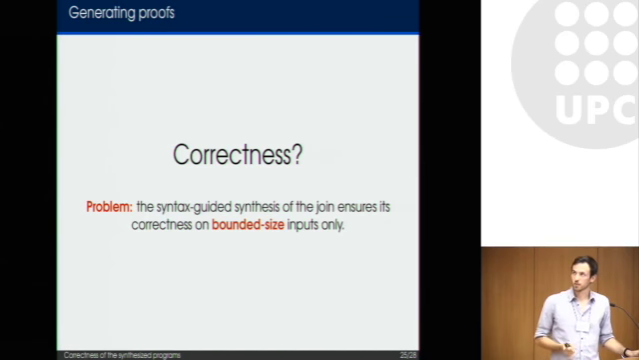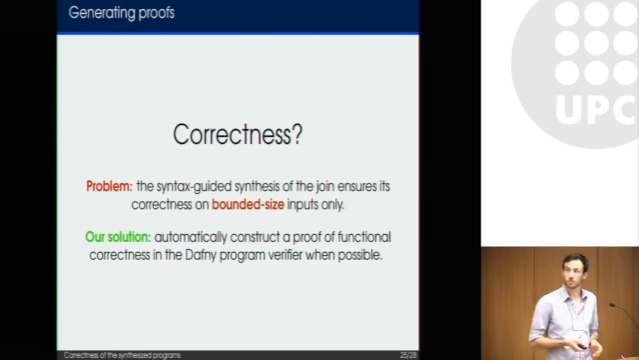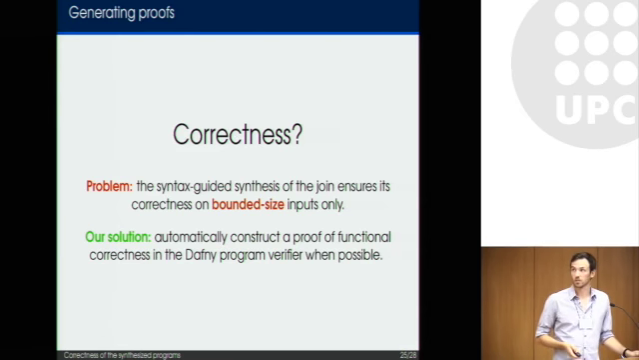So, what about correctness? The problem with syntax-guided synthesis is that we cannot express our correctness over inputs of unbounded size. And so, in the end, the solution we have is known to be correct on inputs of bounded size only. Our solution was to automatically, once we have the solution, generate a proof in the Dafny program verifier when possible, proving the equivalence between the sequential implementation and this new divide and conquer implementation.